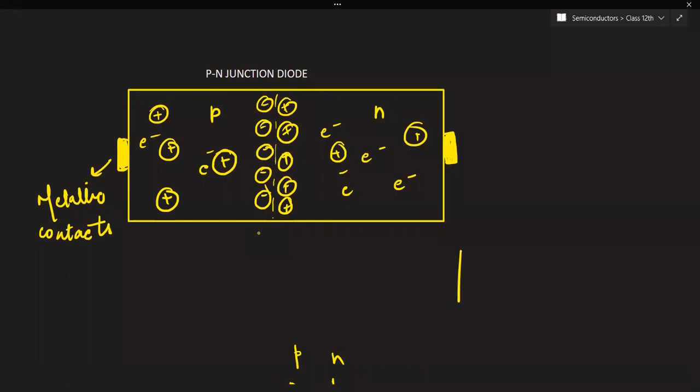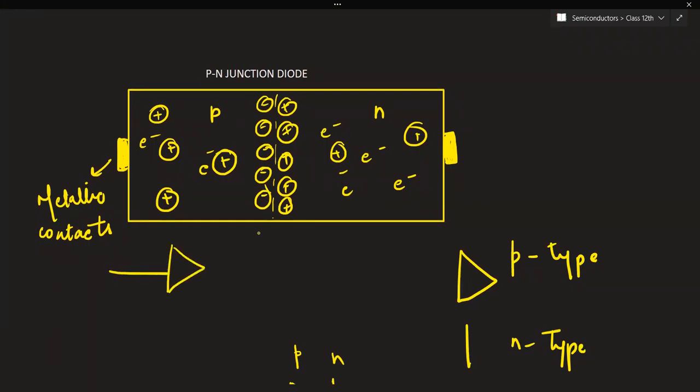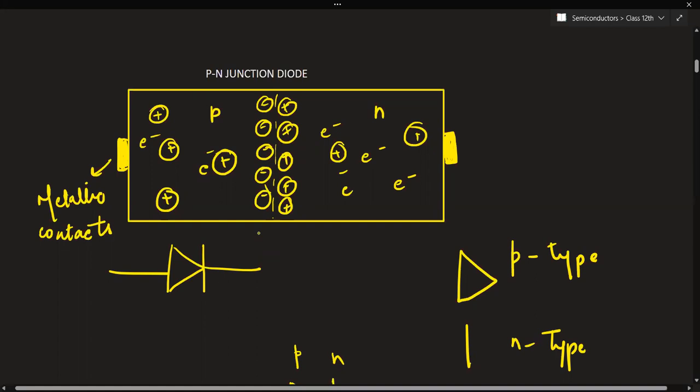For P-type, we use this triangular symbol, whereas for N-type, we use this straight vertical line. So how will you combine it? This will be the representation of a P-N junction. Whatever you have studied throughout current electricity, chapter 3, in addition you will now get a diode as well, the way we had capacitors, inductors and resistors.